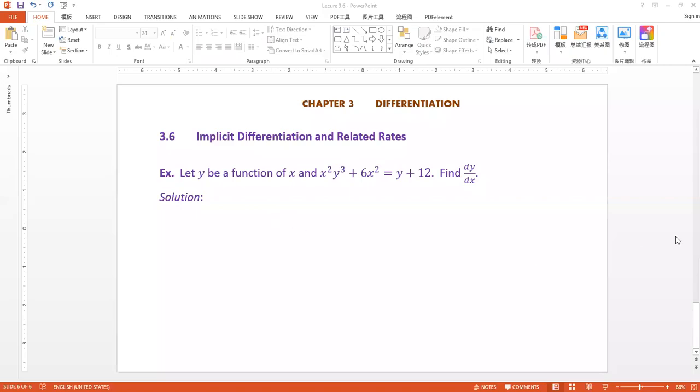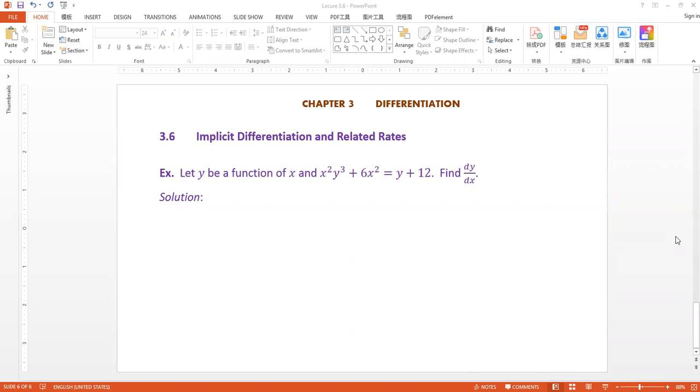All right. This section is about implicit differentiation and related rates. I'm going to explain and work through the second example for this section. This is a problem of implicit differentiation.